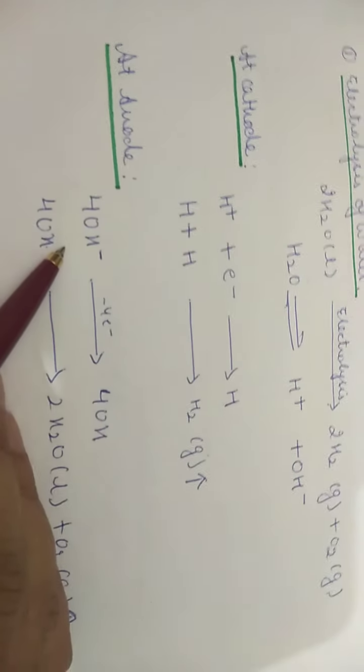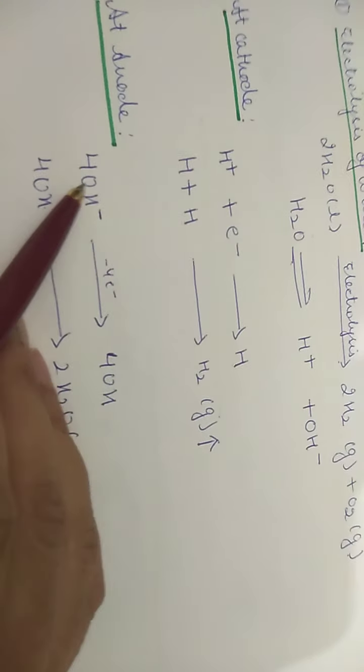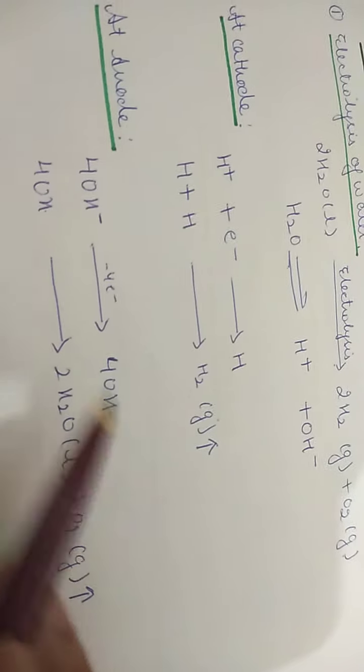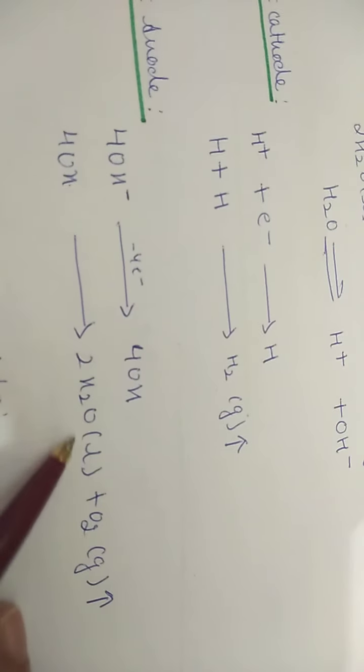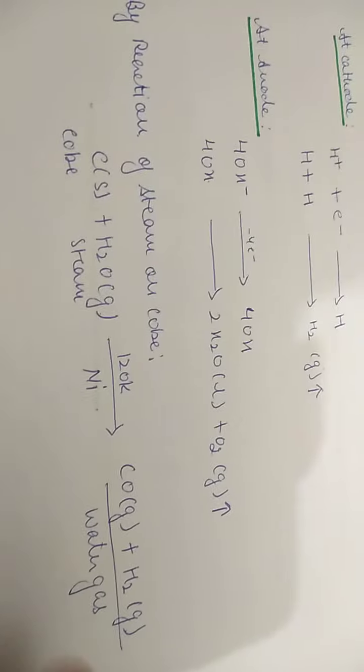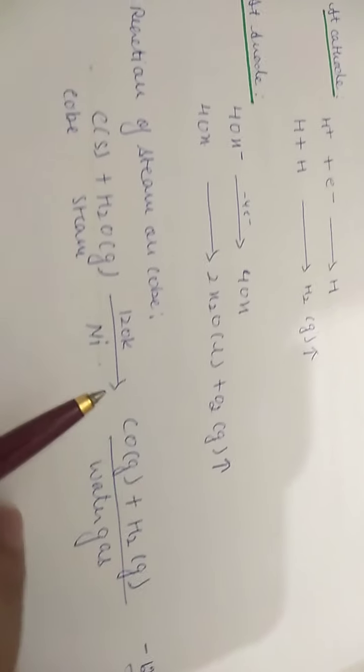And at the anode, oxidation takes place. Hydroxide ions will go there. There will be loss of electrons. Hydroxides are produced and they will combine with each other to give you water and oxygen gas, which is liberated. Then the second method is by reaction of steam on coke.